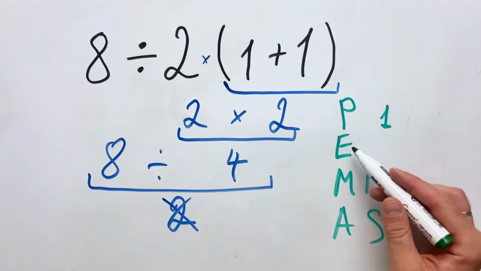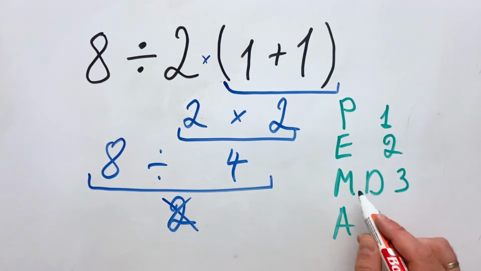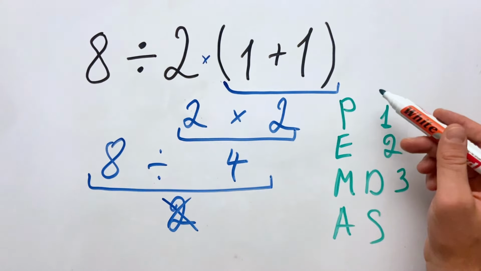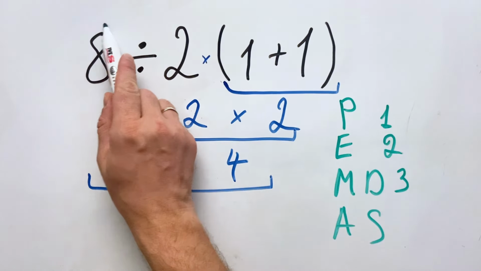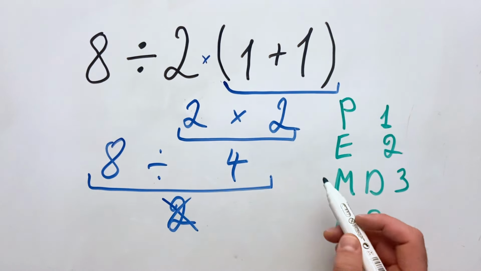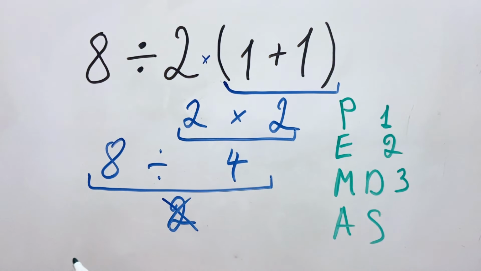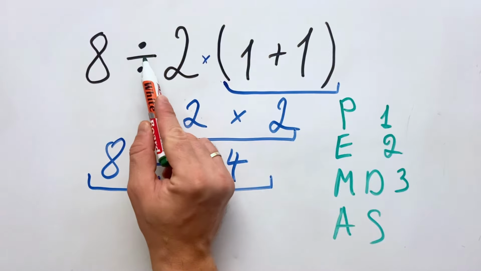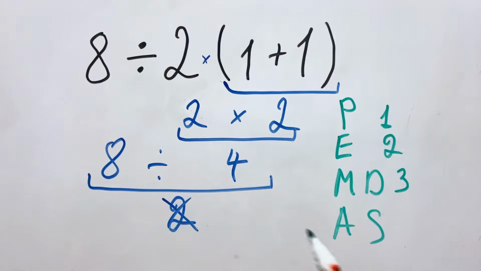If we have exponents, E stands for exponents, we do them in second place. Here, we don't have any. Then, in third place, we do multiplication and division. In the order of operations, multiplication and division have equal priority, and they need to be done from left to right. So here we have multiplication and we have division. After solving the parentheses, we do first the division and then the multiplication, not the other way around. And in fourth place, we do addition and subtraction.